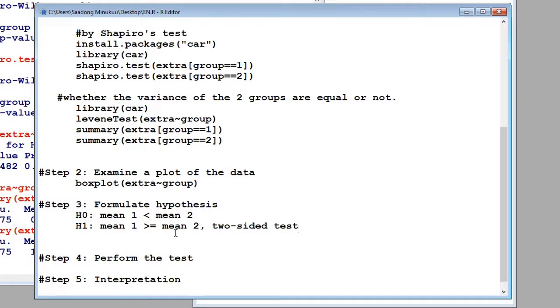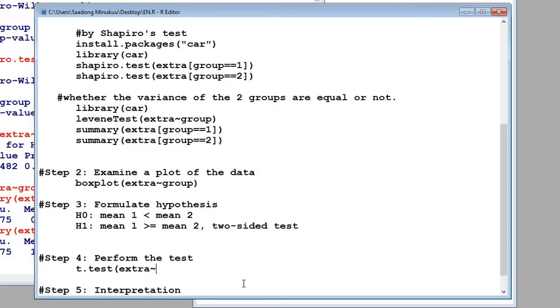Now, to perform our t-test is very simple. We're going to use t.test, and it's very, very simple. So we say t.test into brackets. Now we're going to write our variable of interest, our dependent variable, which is our extra hours of sleep. That's the numeric variable. So we say extra, separated by what?